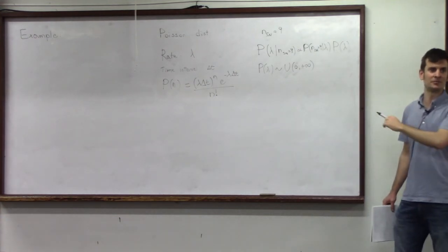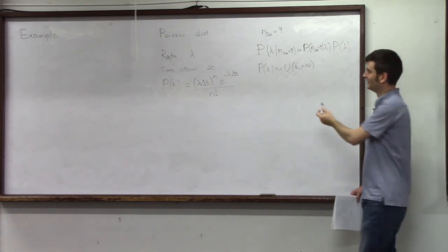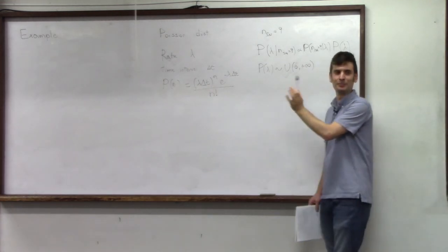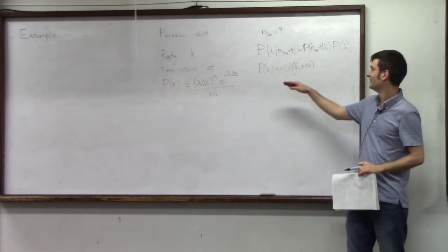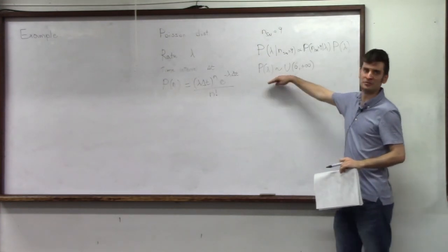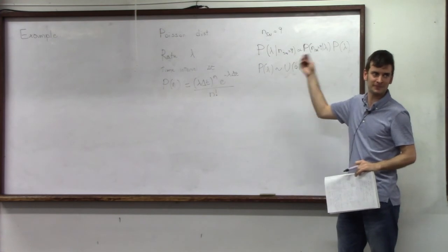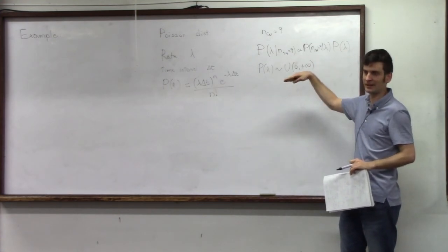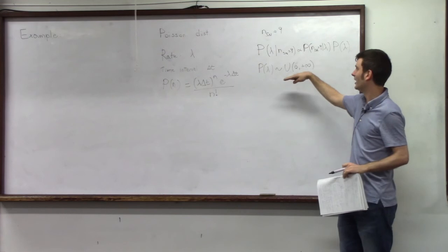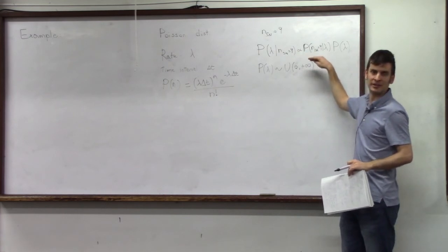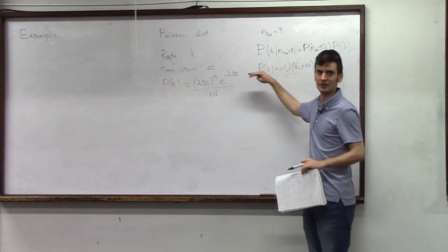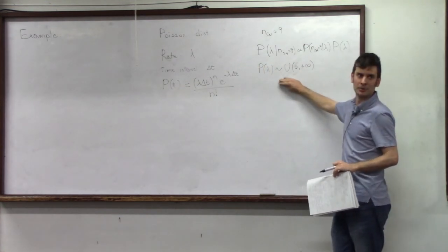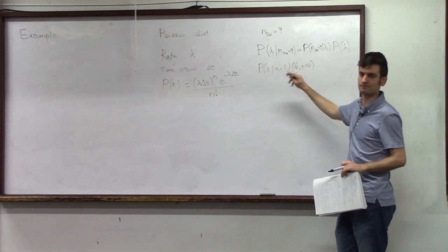Sometimes there are problems if you make this choice. This is an improper prior. It means that it's not normalizable, because if you integrate this distribution from 0 to infinity, you get infinity. But in practice, if the likelihood is sufficiently informative, this doesn't matter. So as long as the posterior is normalized, we can use improper prior distributions.